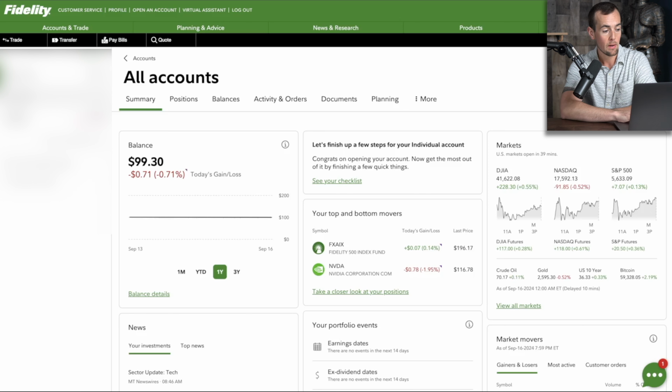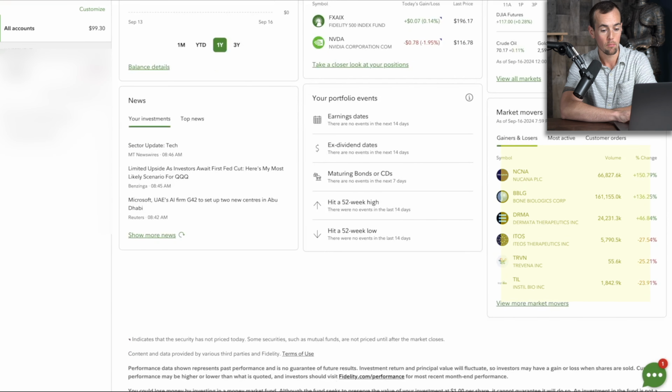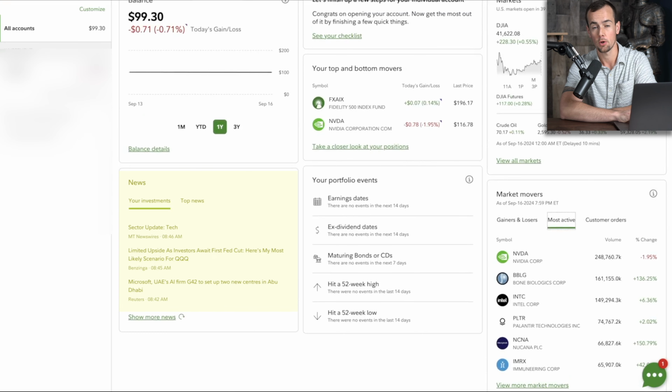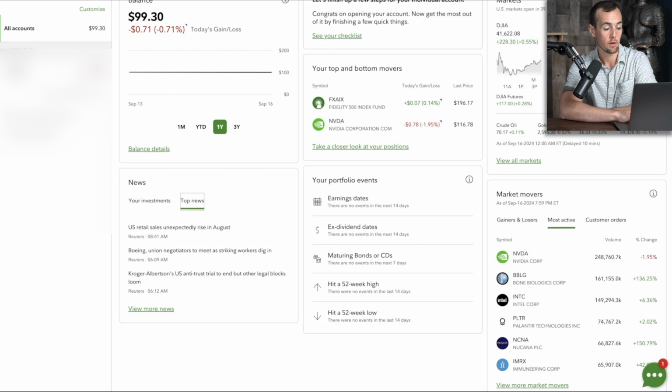So first of all, from the main page here, you can see the balance in your account. You can also get an update on the markets here on the right. If you scroll down here, you can see top movers in the market, as well as the most active stocks that people are trading. And you can also click here to get information on earnings dates for your stocks in your portfolio, dividend dates that are coming up if you own any dividend stocks, and other stocks that you might own that have hit 52-week highs, 52-week lows, etc. And you'll also have a news feed here that's going to be curated to your investments in your portfolio, or you can click on top news to see what are the top economic news articles that have come out today.